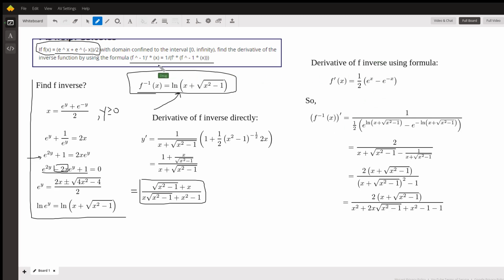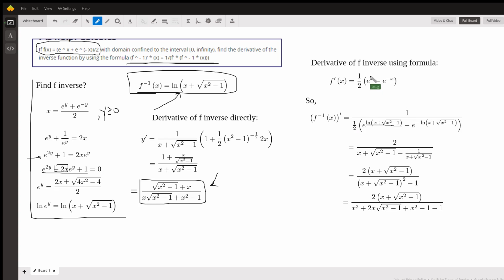And now the idea is to show that if we use this formula to calculate the derivative of F inverse, we'll end up with the same thing that we got here. Okay, so to use this formula, we have to know what F prime is. Well, that's 1/2 times the quantity e to the x minus e to the minus x, or you could put that all over 2. So using the formula, the derivative is 1 over F prime of F inverse. So here's where we put F inverse into the F prime function.